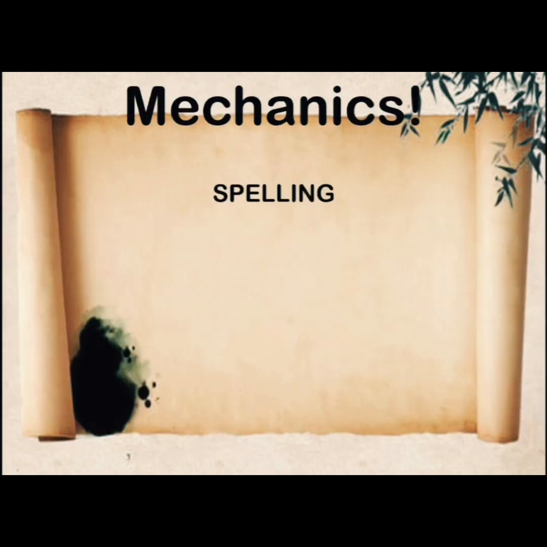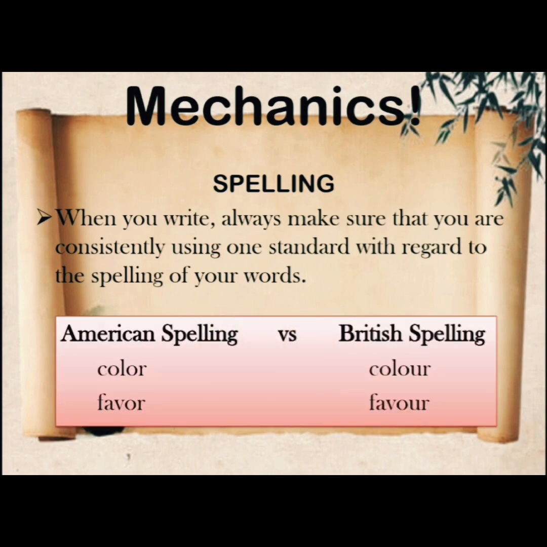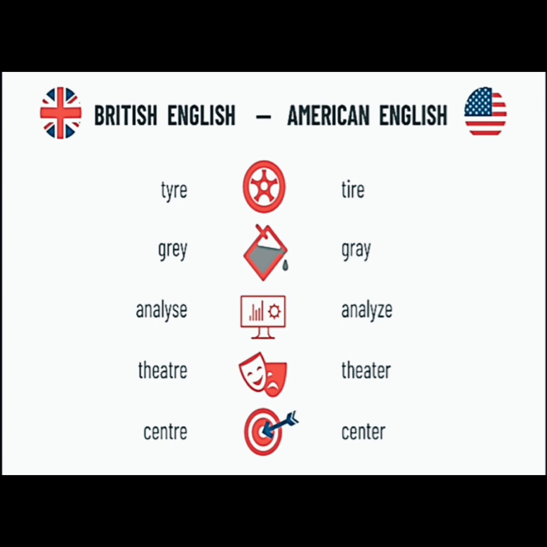We also have our mechanics. Mechanics are conventions that have to be considered in writing. It is important to know and observe these conventions in writing to avoid confusion. For example, in spelling, when you write, always make sure that you are consistently using one standard. And in the Philippines, we are using American spelling. Take note of these examples.